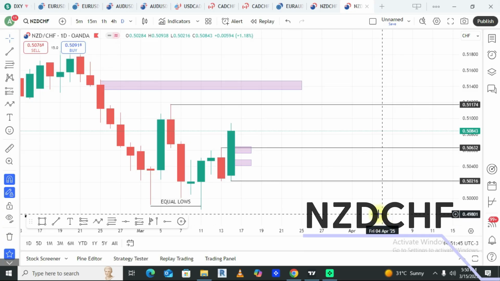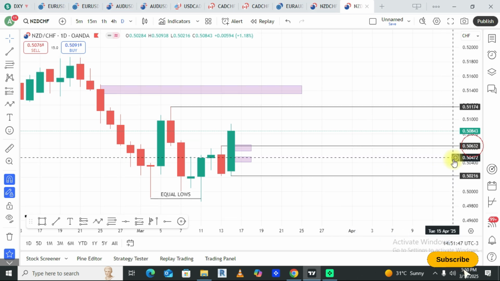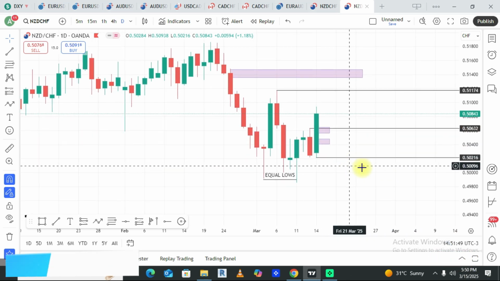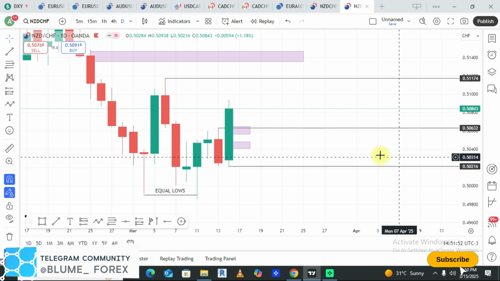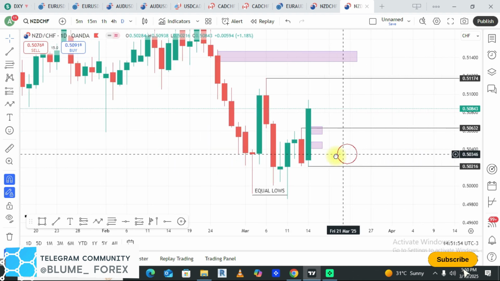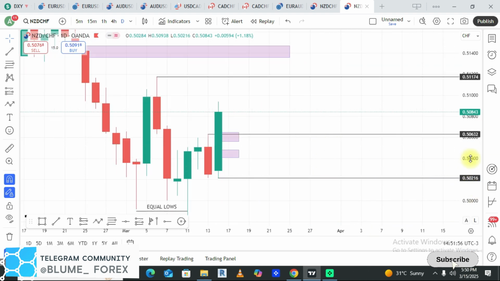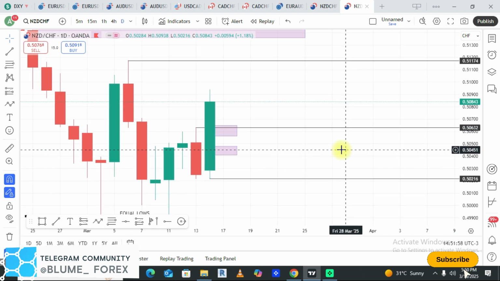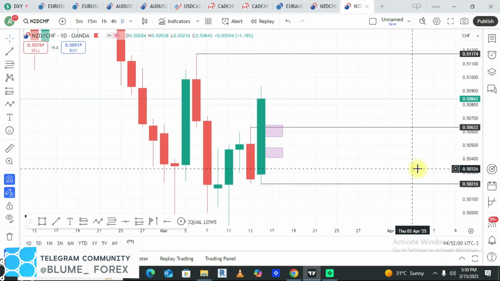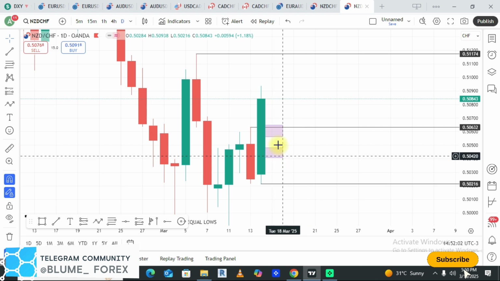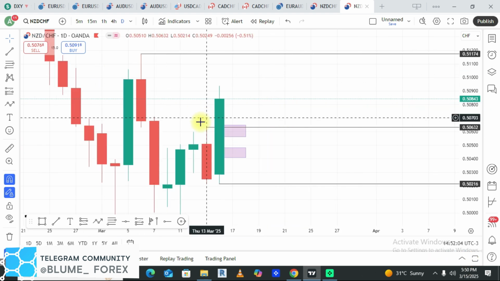All right, so with expected rate cuts from the SNB this week, the Swiss National Bank, we're expecting some form of weakness from the CHF, the Swiss franc. Now, our technicals are also aligning perfectly with our fundamentals. So we have this bullish breakout on NZD-CHF.